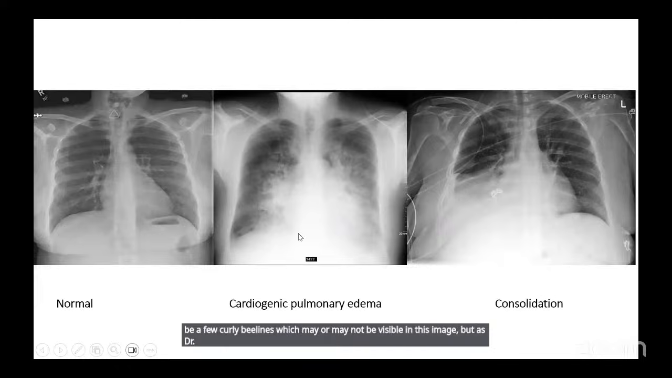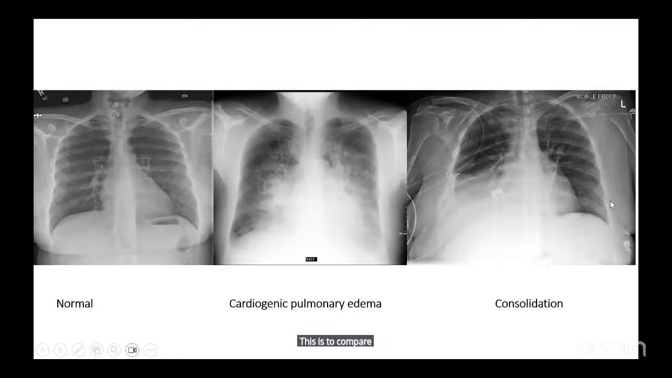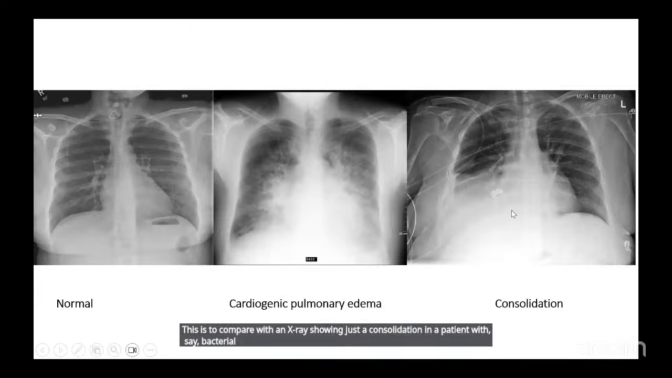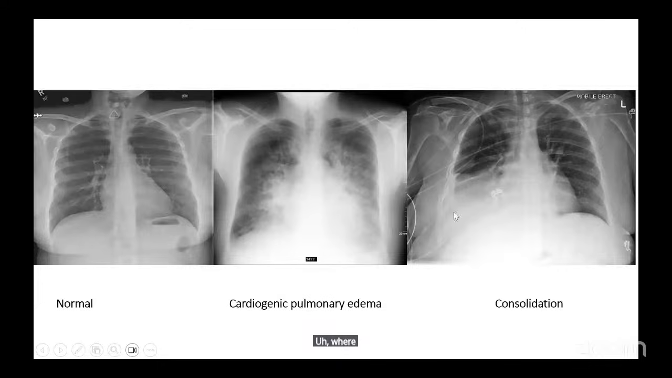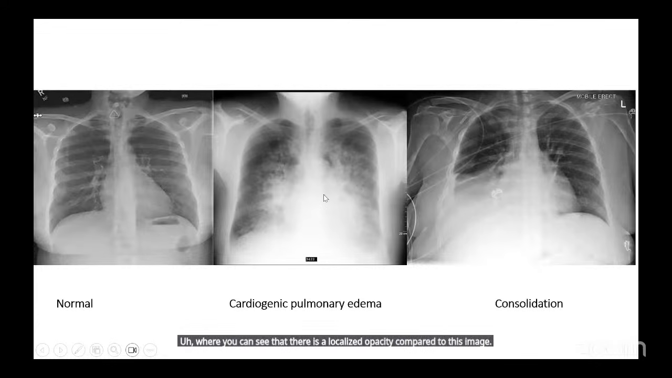Dr. Devesh had shown in his presentation beautifully, this is to compare with an X-ray showing just a consolidation in a patient with, say, bacterial lobar pneumonia, where you can see that there is a localized opacity compared to this image, which shows perihilar opacification.